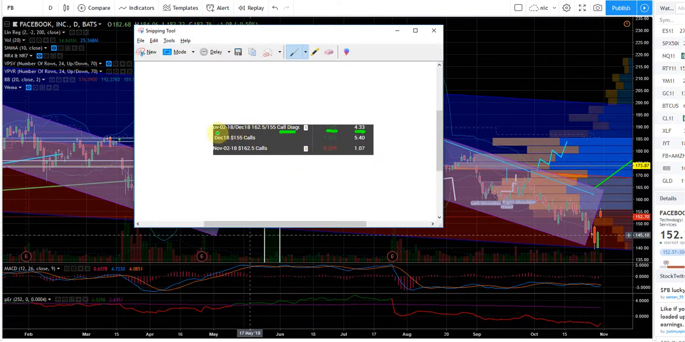I chose to buy the December 155 calls, and they cost yesterday $5.40. Pretty expensive, correct? So to lower my entry cost, I sold the 162 calls against them, and I collected a little over $1. So now my net cost is $4.33. And these expire this week by Friday. So I'm long at 155, I'm short at 162.5.